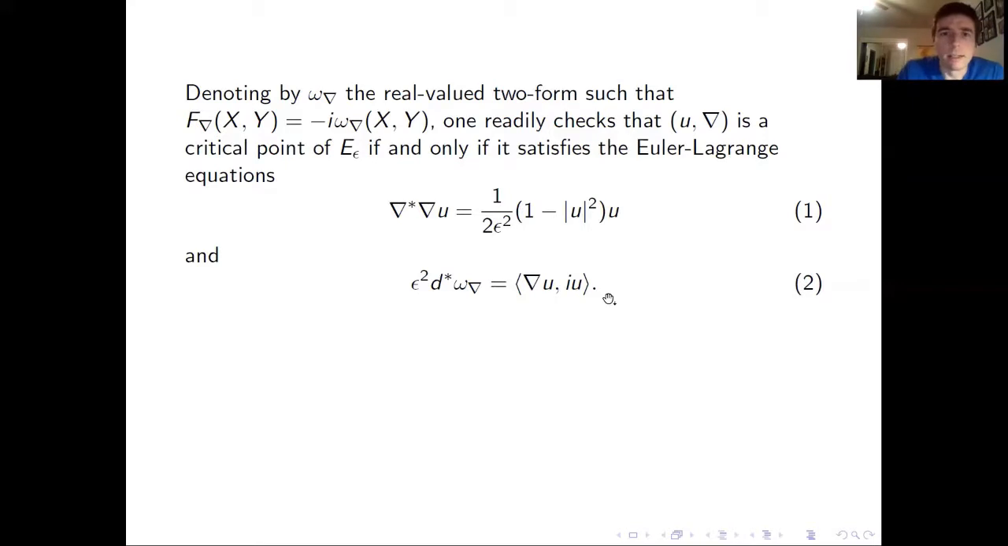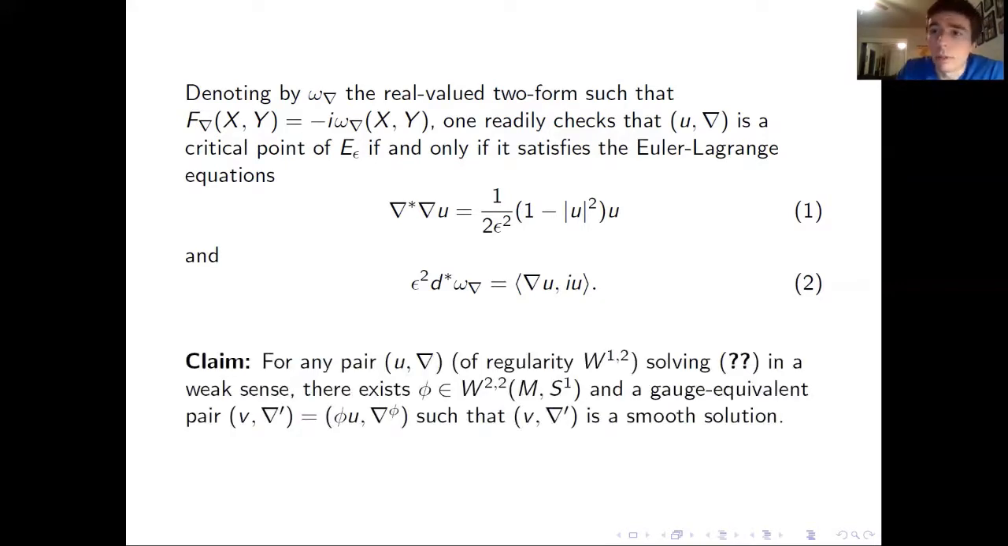And an important claim, which turns out to be not too hard once you know where to look, is that for any pair, say of regularity W^{1,2}, solving these weakly, there exists some gauge transformation, so some gauge equivalent pair (v, nabla prime), just given by rotating u and acting by the same change of gauge on the connection, such that (v, nabla prime) is a smooth solution. So the gauge invariance kind of gives and takes away. Given any weak solution to this, we can always gauge transform it to get a smooth one. So we have a good regularity theory modulo change of gauge.